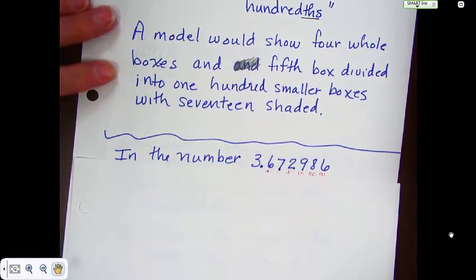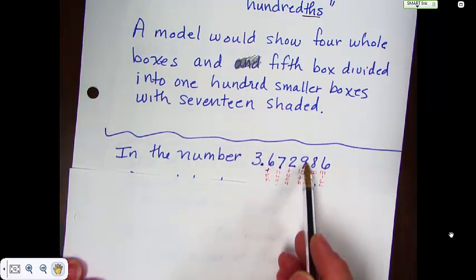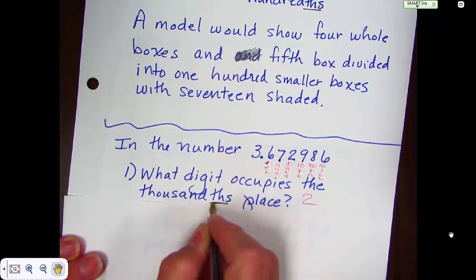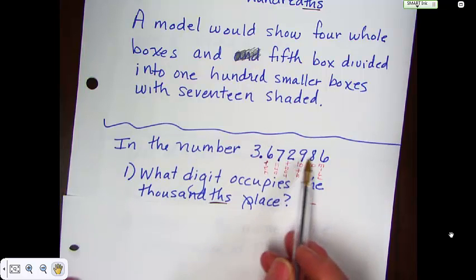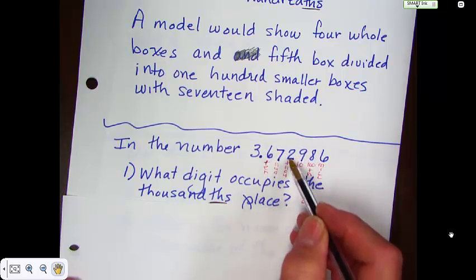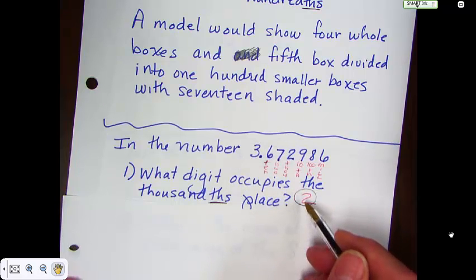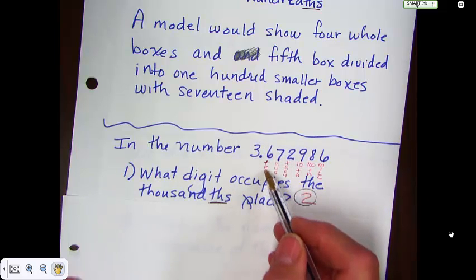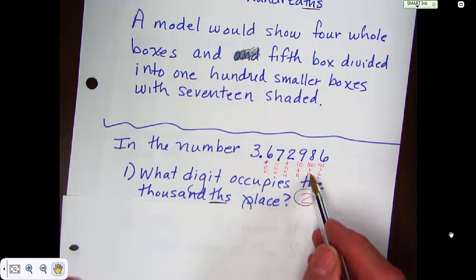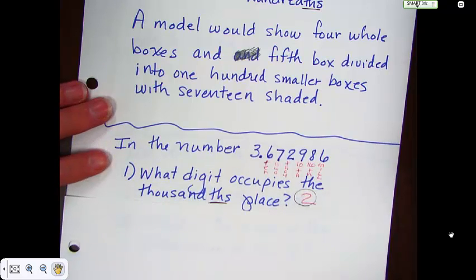Okay, now we're going to talk just a little bit about place value. In the number 3.672986, what digit occupies the thousandths? Notice the THS place. Well, if you look at this, you would see tenths, hundredths, thousandths. There you go. There's your thousandths, and 2 occupies the thousandths place. Now let's go over these again. Tenths, hundredths, thousandths, 10 thousandths, 100 thousandths, and millionths. All of those would have the THS on the end.